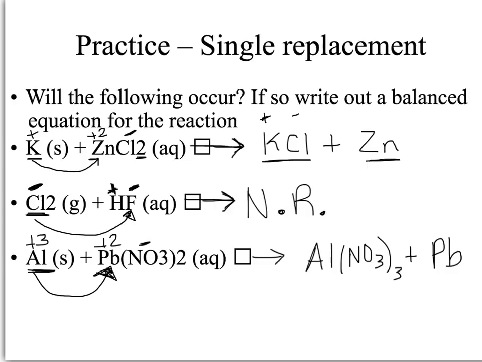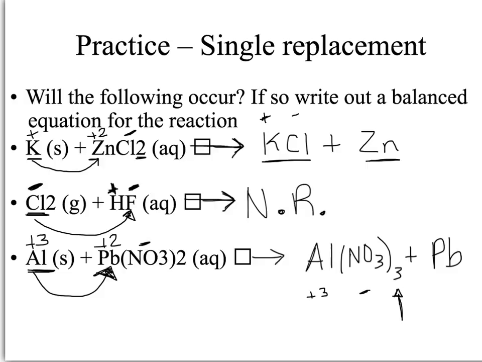On the last one, aluminum has a positive 3 charge with the nitrate having a negative charge. So I'm going to need 3 of those nitrates there in order for this compound of aluminum nitrate to be balanced, and then I have my tin. Now, lead. So now the last thing that you need to do is to balance the overall reaction.